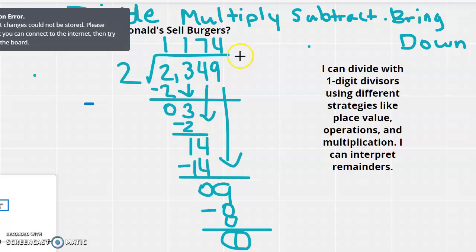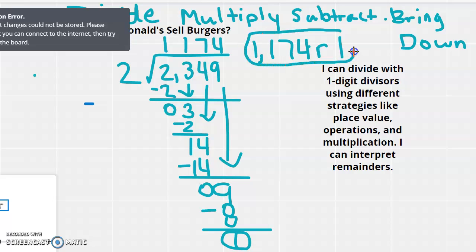So my quotient is written like this: 1,174, the letter R for remainder, and then the number 1. And I'm going to circle it so that the teacher knows that that's my final answer.